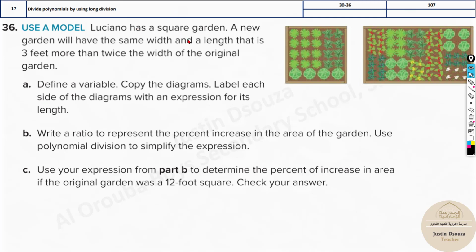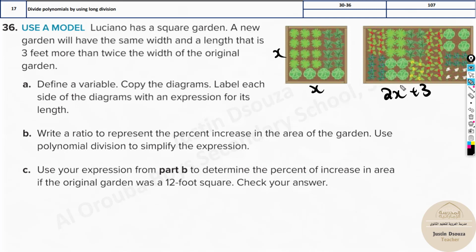Luciana has a square garden. A new garden will have the same width and length that is 3 feet more than twice the width of the original garden. Okay. Now this is the garden, right? We don't know the value of this original garden. It's a square like x and x or anything, L and L, anything. Now the original garden will be this much. The new garden will be 3 feet more than twice the width. Now width is x, 2x plus 3. This is what you're getting.